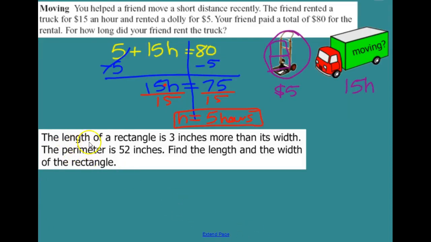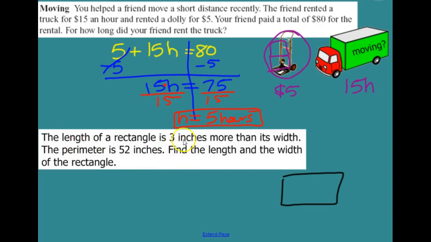Alright, next it says the length of the rectangle is 3 inches more than its width. So I know this is a rectangle. I'm going to draw a rectangle. The perimeter is 52 inches. Find the length and the width of the rectangle. So instead of using W and L, I'm just going to use the letter X to represent whatever part I don't know. If you use L and W, you'll get more confused later.